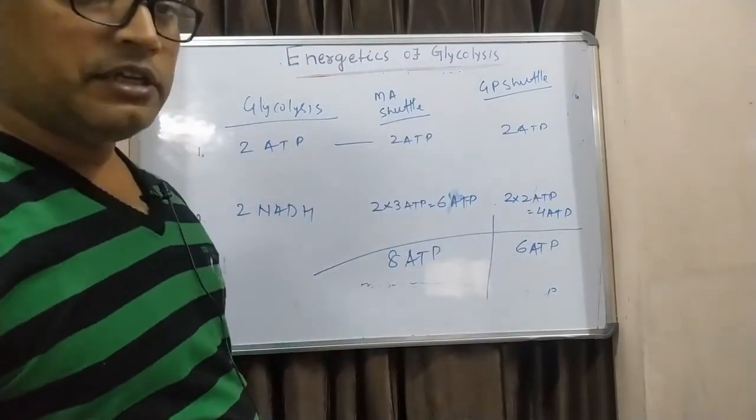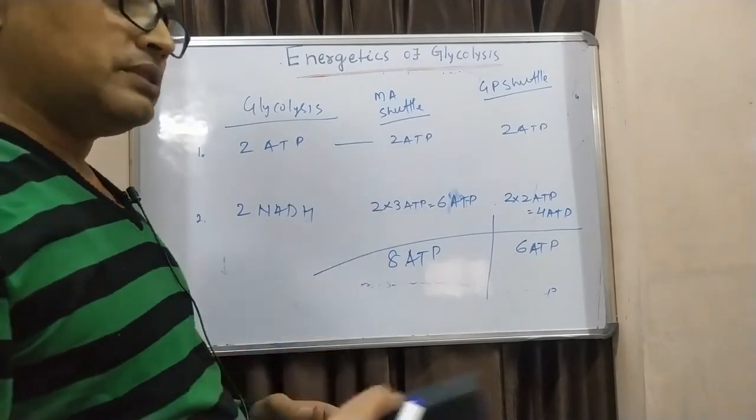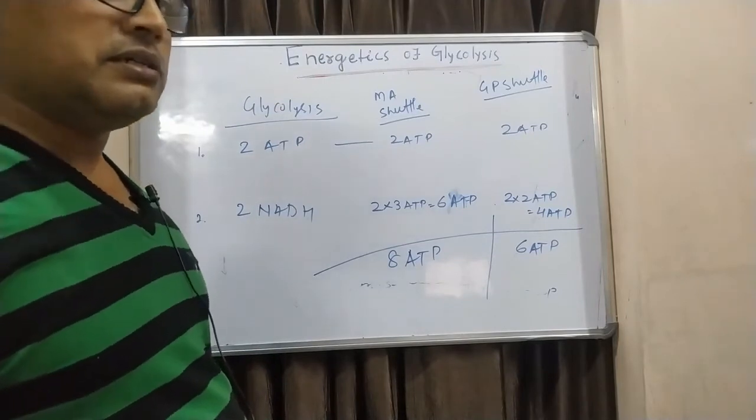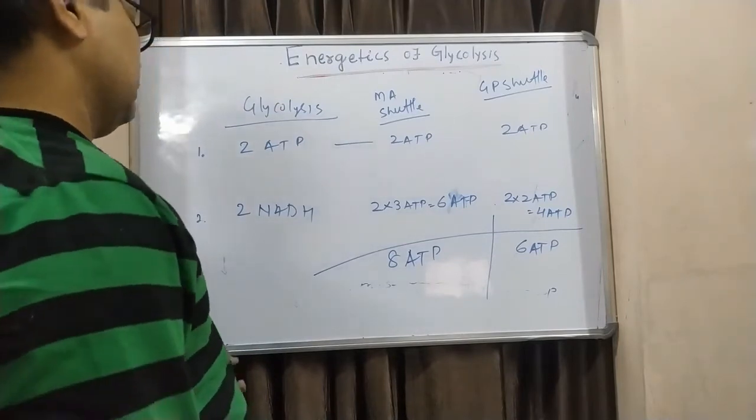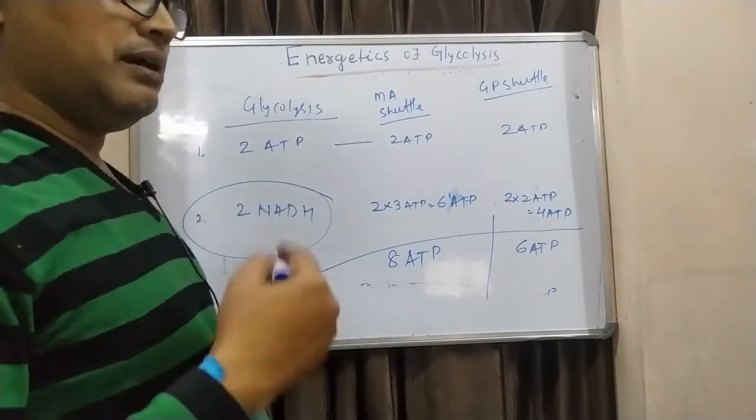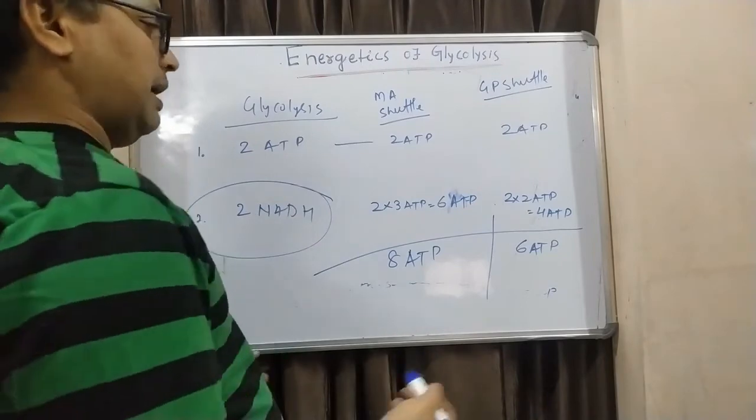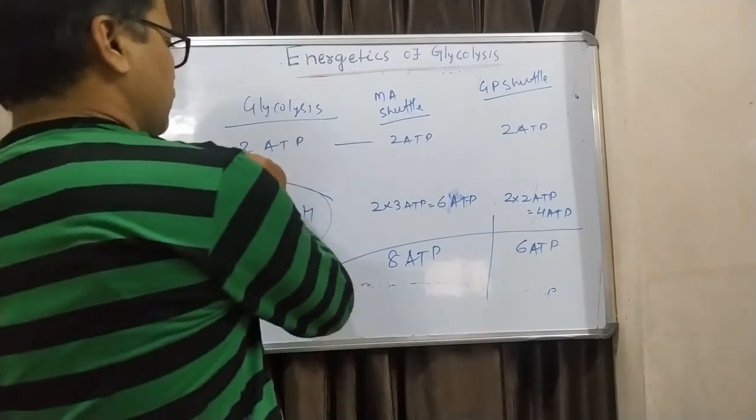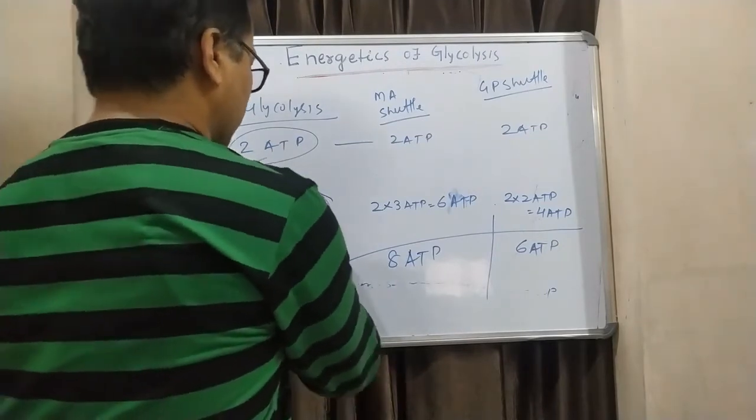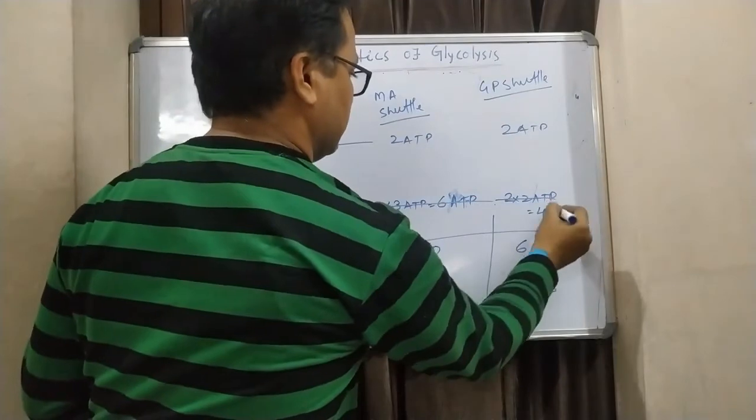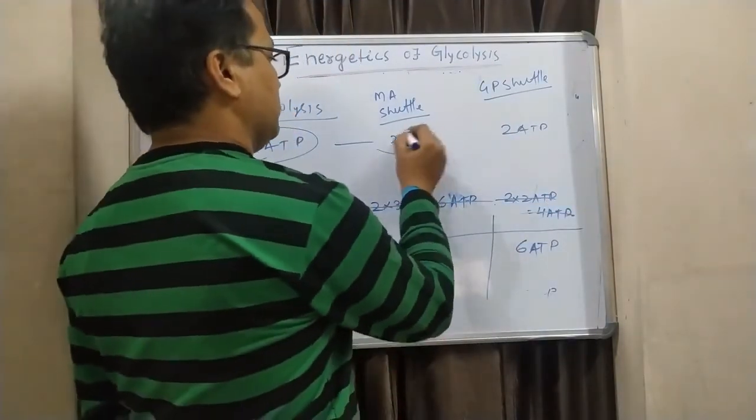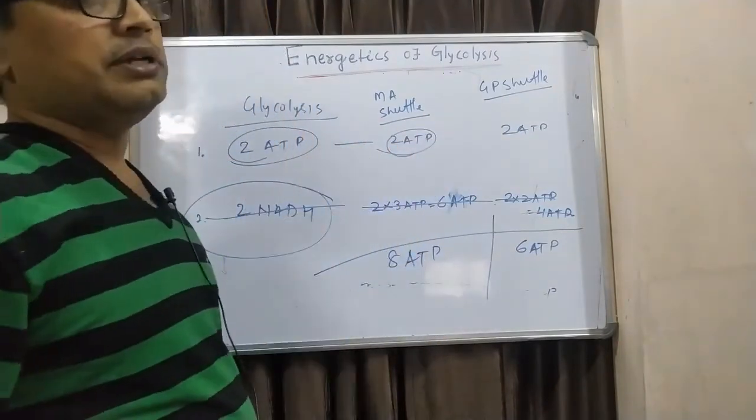All these processes occur in the presence of oxygen. If glycolysis occurs in anaerobic conditions, then we are not going to get any NADH. Our ultimate gain through glycolysis in the anaerobic condition is only 2 ATP. So there is no question of 6 ATP or 4 ATP. Our ultimate gain will be only 2 ATP in anaerobic conditions.